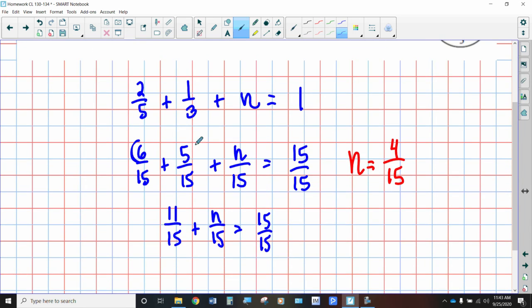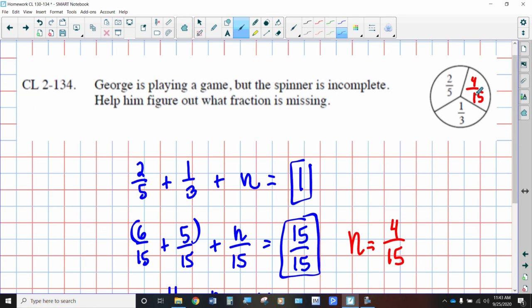And when you add these together, you get 11. So 11 plus something gives us 15. Why is this a 15 here? Because this is equal to 1. So we need to rewrite that as a giant 1 with 15 in the numerator and denominator, which means this number must have been a 4. So this missing wedge must be 4/15. Now, if you want to prove it, add 2/5 plus 1/3 plus 4/15. And if you don't get 1 for an answer, then this would be wrong. But I guarantee you, you're going to get 1 for an answer.